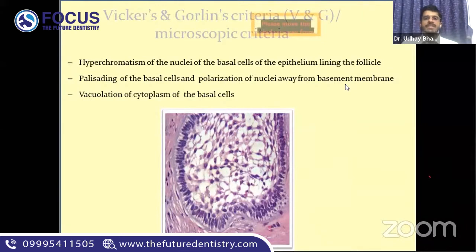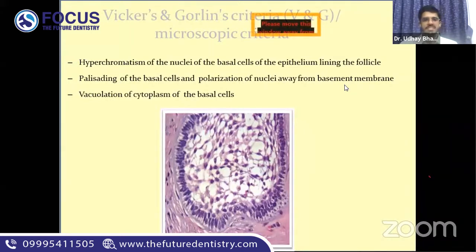Now, Vickers and Gorlins criteria is important because ameloblastoma as a tumor has multifarious histological presentations. It can show different histological patterns. It has different histological subtypes, which we'll be seeing. So among all these subtypes, there are a common set of features histologically which need to be appreciated to give a better diagnosis of an ameloblastoma. So these 3 cardinal features have been compiled and categorized as Vickers and Gorlins criteria.